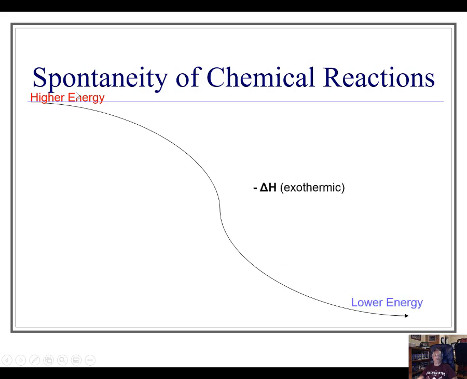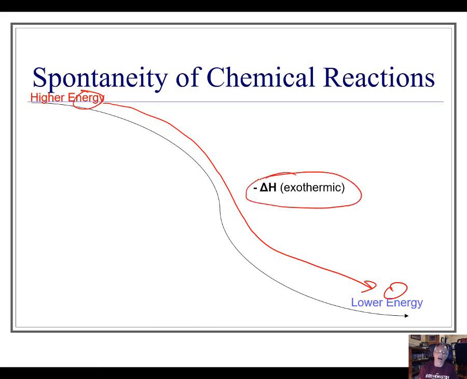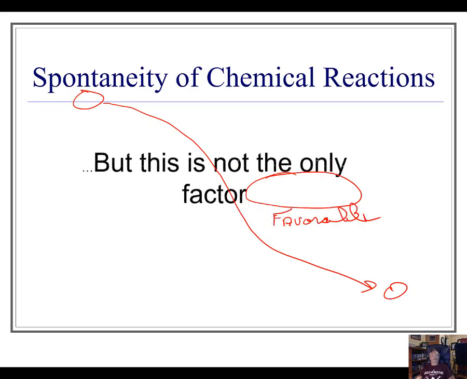Just think of a ball rolling down a hill. The ball starts at a higher potential energy up here, and in a gravitational field, there is only one way that ball is going. It's going downhill to release energy, and we're equating that with an exothermic process, and we're saying that is the most favorable. All right, but that is not the only factor.